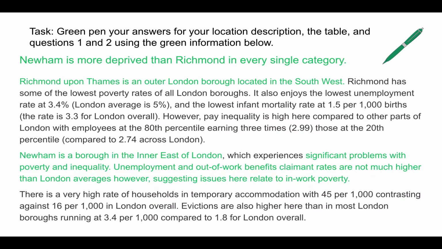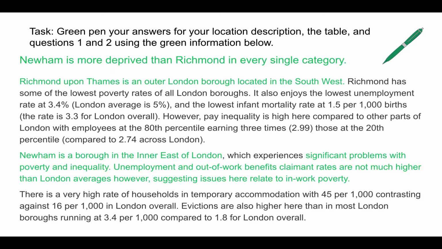Richmond upon Thames is an outer London borough located in the southwest. That was the answer to the very first question. It has some of the lowest poverty rates in all of the London boroughs. It also has the lowest unemployment rate at 3.4% and the lowest infant mortality rate. However, okay, pay inequality is high here compared to other parts of London.